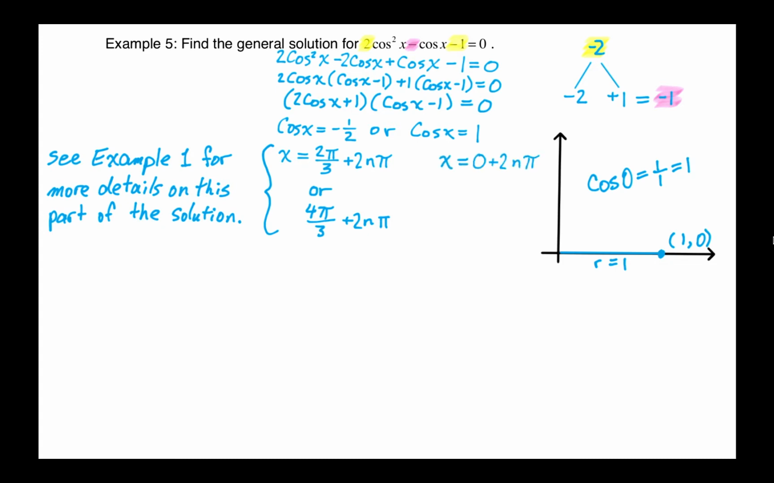So I start with 0, and then I add multiples of 2 pi to get all the coterminal angles to it that are part of the solution. And I'm going to specify that n is an integer. Now, most people would stop here. And this is totally fine. It's acceptable. It's correct. It's complete.